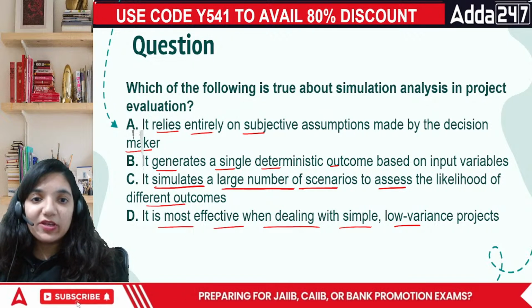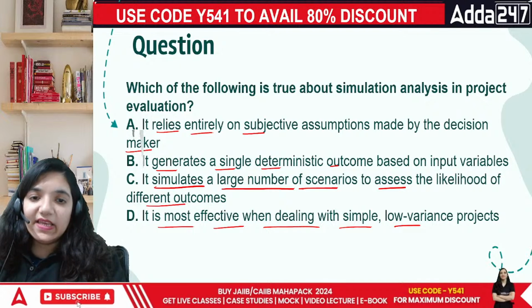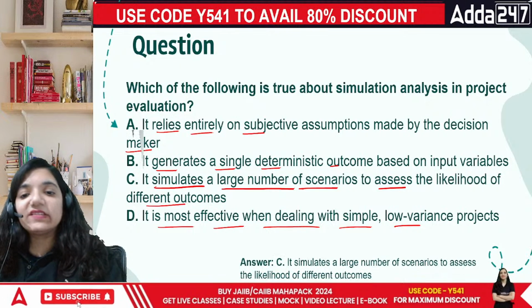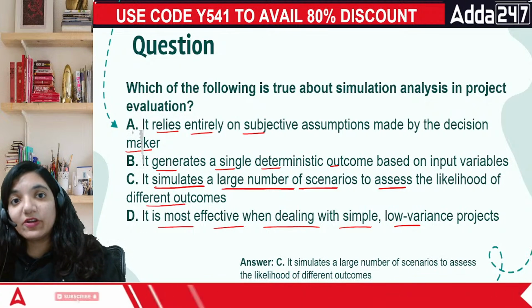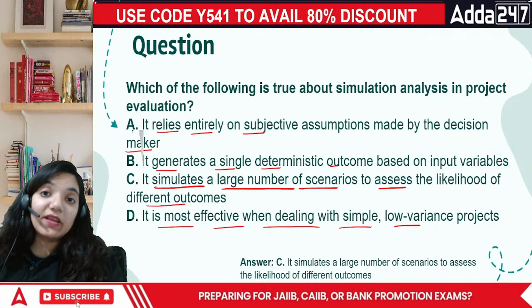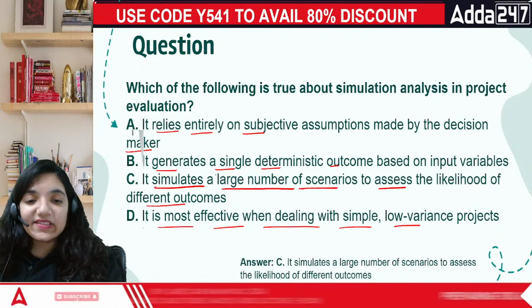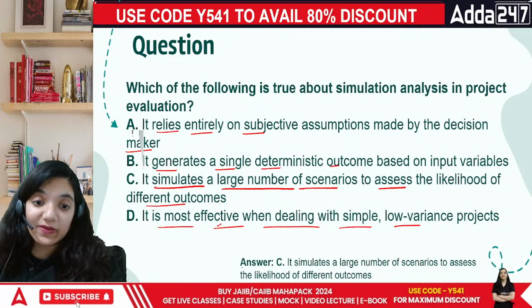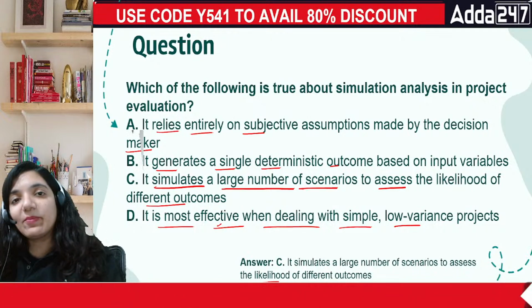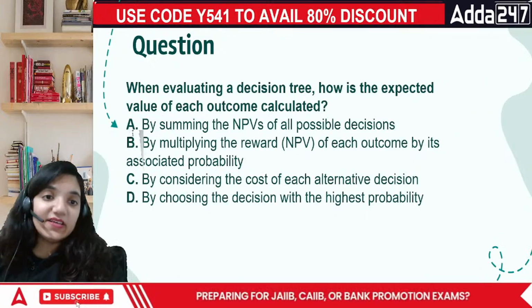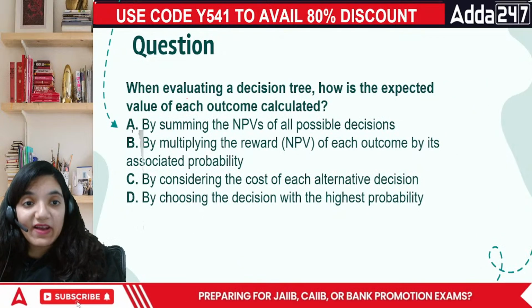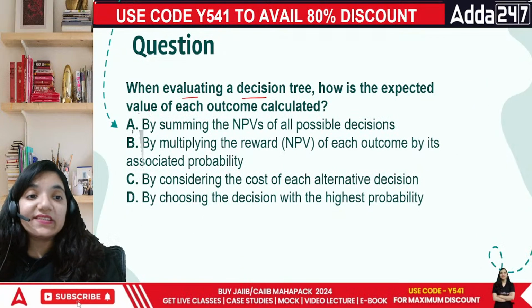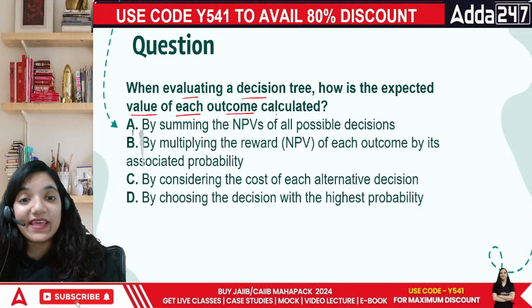When we talk about simulation analysis, what happens in this case? In this case, what happens exactly is it simulates a large number of scenarios. They look into the multiple scenarios, what can happen and how they are looking forward to it to assess the likelihood. You are trying to find out what will exactly happen when these things happen on a realistic basis, right? Next part, when evaluating a decision tree, how is its expected value of each outcome calculated?